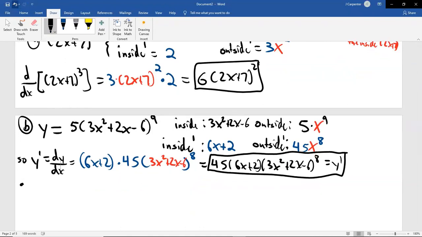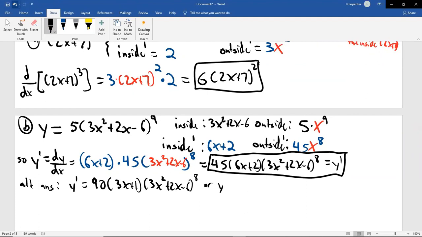But there are alternative answers. Your y prime. Because the 6 and the 2 have a common factor of 2, you could actually take that out and make this 90 times 3x plus 1 times that other parentheses, 3x squared plus 2x minus 6 to the 8th power. So again, what I did was I took a GCF of 2 out of the 6 and the 2 here. Because there's a GCF in these two, I can take it out because there's no exponent. I couldn't do that with the thing with an exponent. And 2 times 45 is 90.